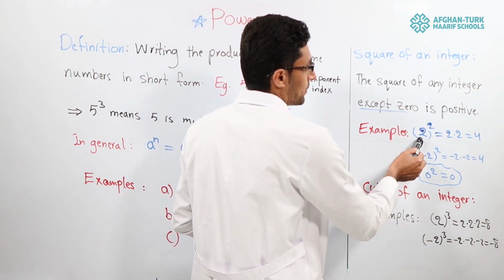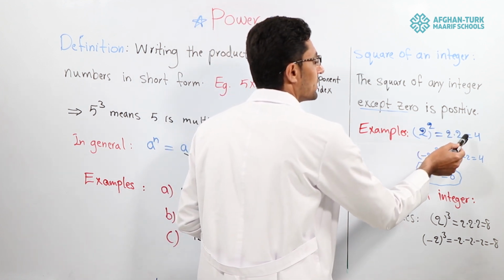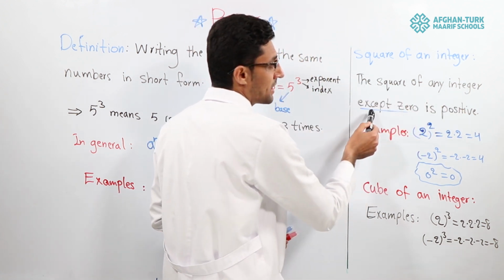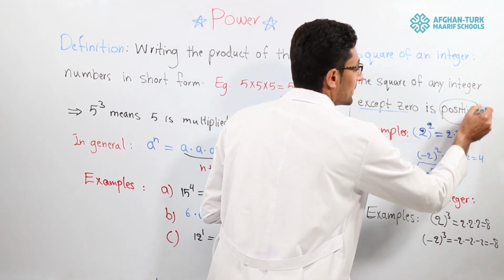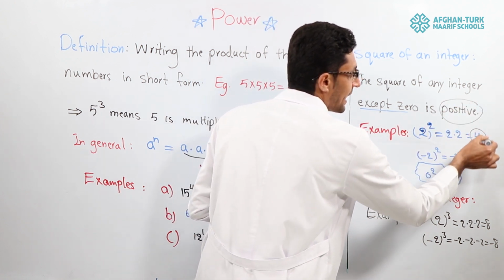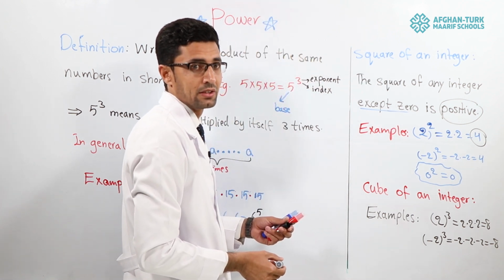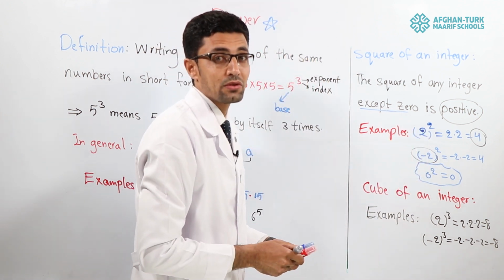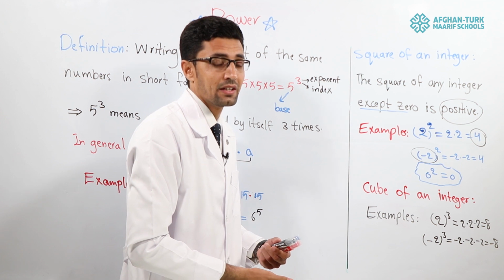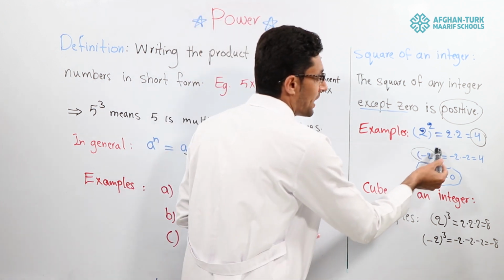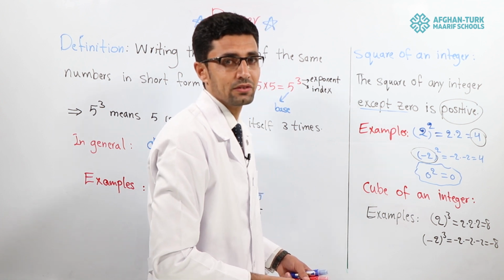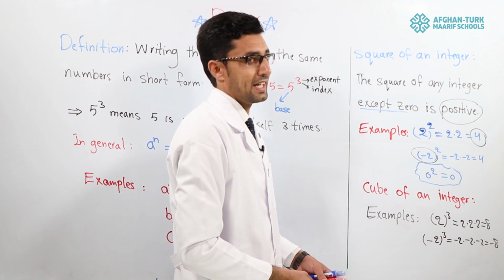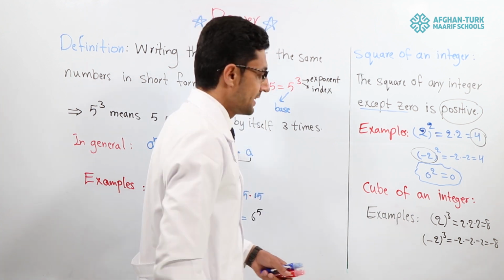Okay, examples. 2 to the power of 2 is equal to 2 multiply 2. And what is the answer? 4. The square of any integer except 0 is positive. It means 2 to the power of 2, the answer is a positive number. If we have a negative number, minus 2 to the power of 2, because I told you the square of any integer except 0 is positive, again minus 2 to the power of 2 is a positive number. And 0 to the power of 2 is 0. It is not positive and it is not negative.